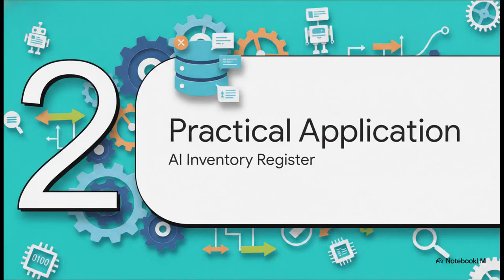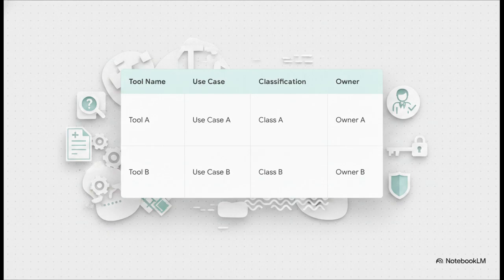Moving right along to Section 2, the practical application, your AI inventory register. Take a look at the sample register on your screen. Notice how every tool goes through those 5 stages we just talked about, directly within this framework. We track the tool name, document its use case and classification, and, this is a big one, we assign a clear owner. This gives you a crystal clear picture of what it looks like to track a tool from complete obscurity right into governed accountability.